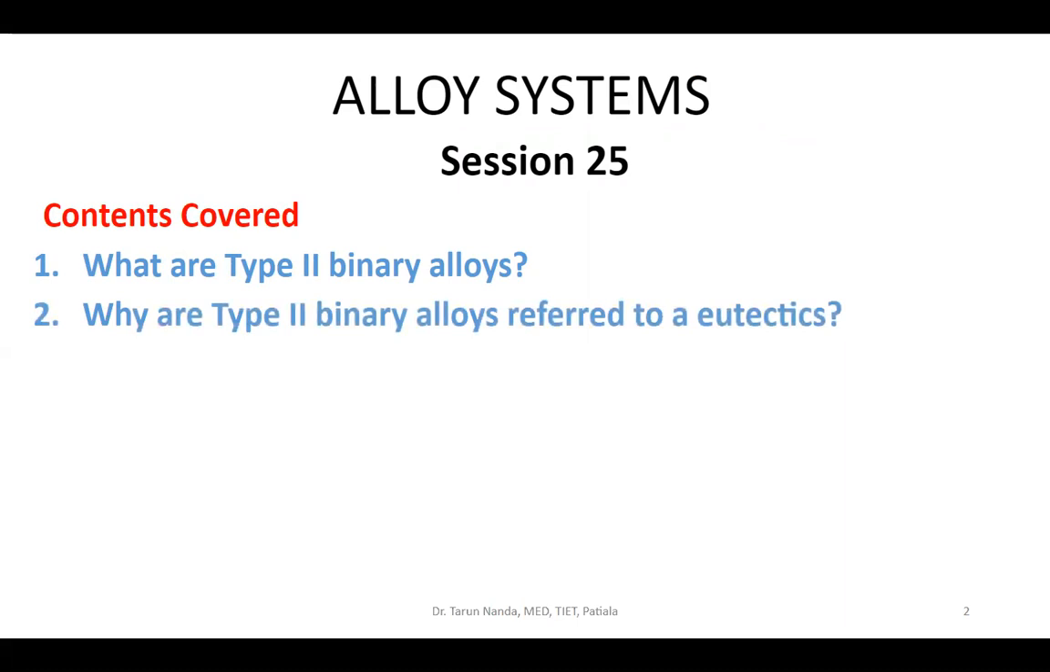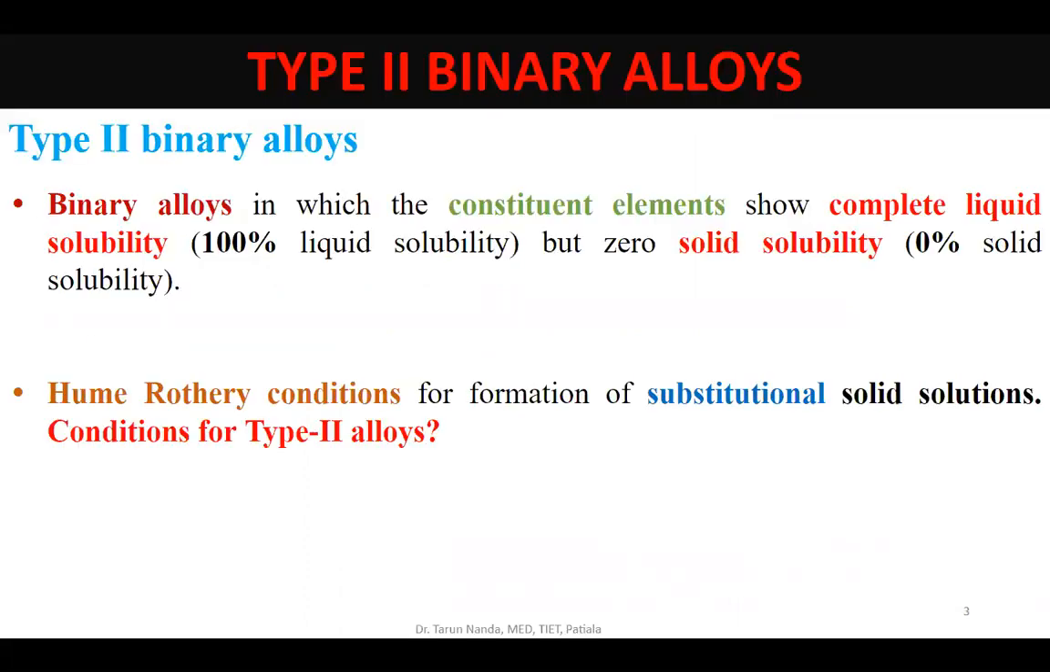Particularly, we'll talk about an introduction of the type 2 binary alloy systems and why they get their name eutectic. So why are they referred to as eutectics? We'll also see an example to illustrate the type 2 binary alloys. The example of bismuth cadmium binary alloys would be taken. So let's first of all define what type 2 binary alloys are.